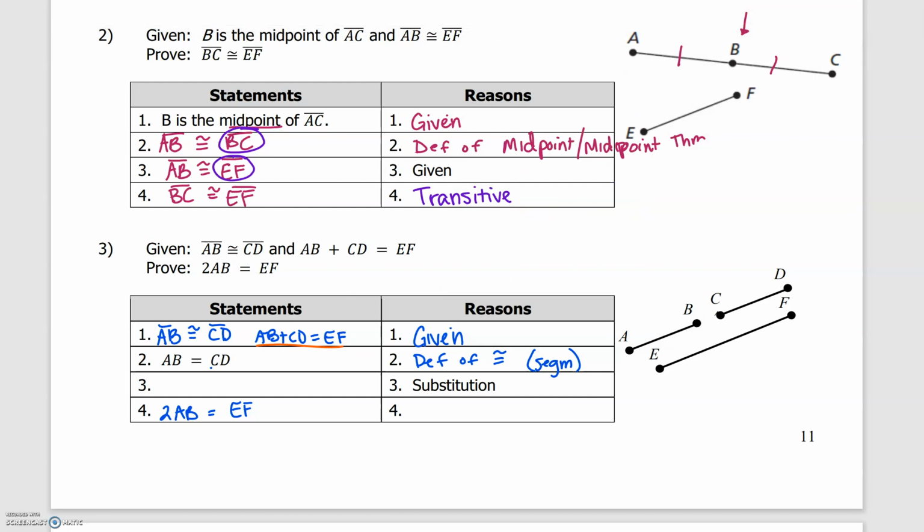Well, let's look to see where we're going to. 2 ABs. Well, we have one AB here. So is there a way to change the CD into an AB? Yes, there is. Look at that. CD is AB. So I can go ahead and put AB plus AB is equal to EF. The only thing I changed was the CD here into an AB, and that was substitution. So now all I'm doing is taking AB plus AB and putting that as 2AB, which is equivalent to that. I am adding, but it's not the addition property because it's not happening on both sides. It is just going to be either simplify or combine like terms.